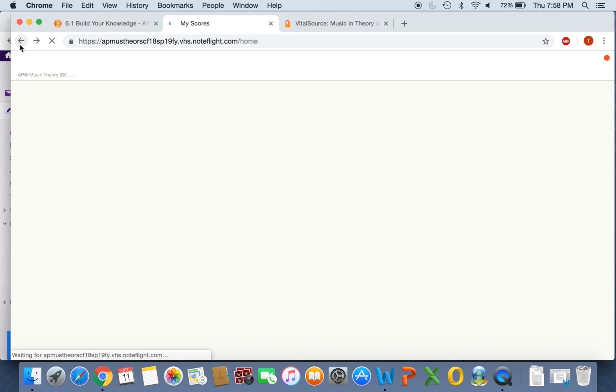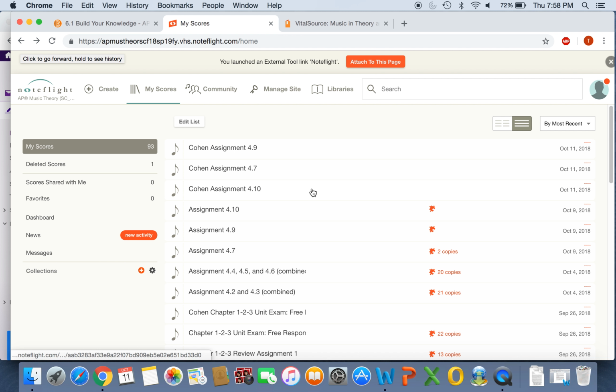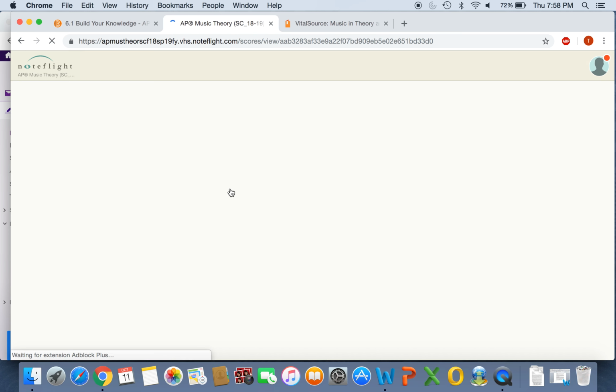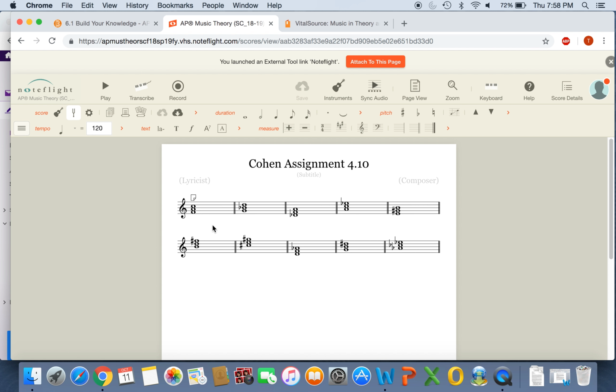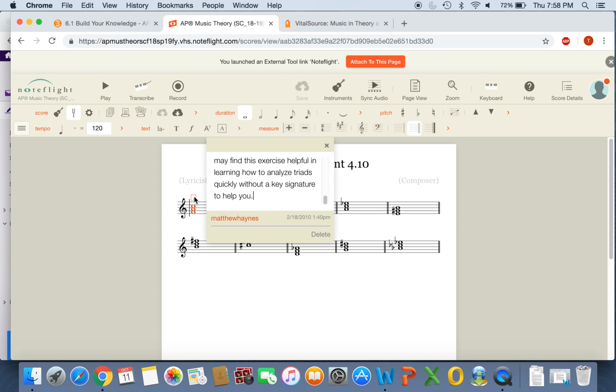Mr. Cohen, you gave us one. I know. I know. 4.10. What do we have here? I've already looked at it, but at the same time. Ah, I remember. Scroll all the way up. Macro analysis.